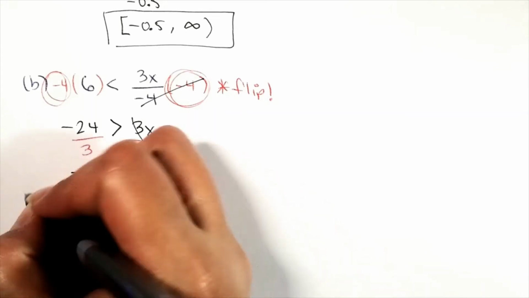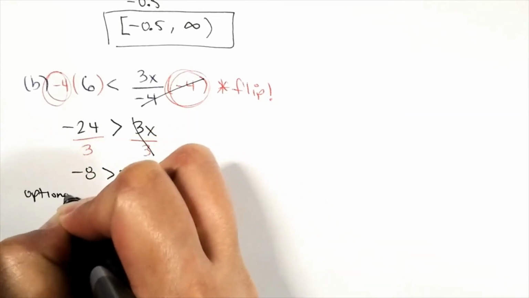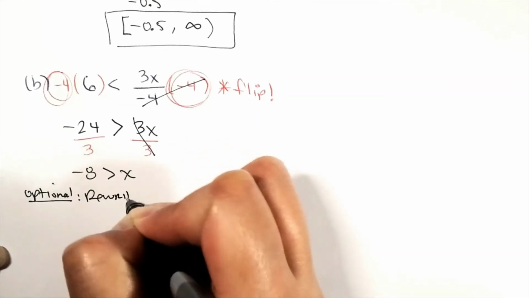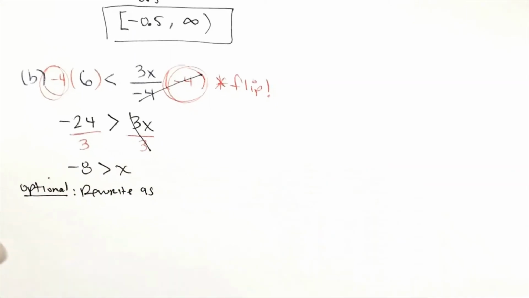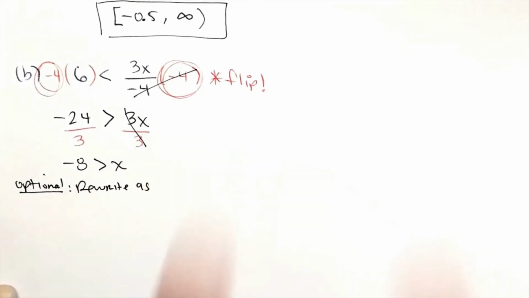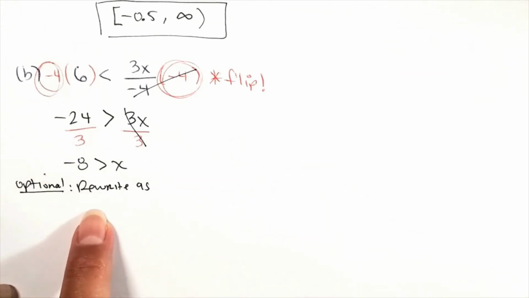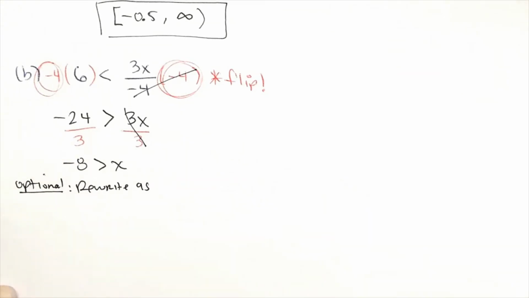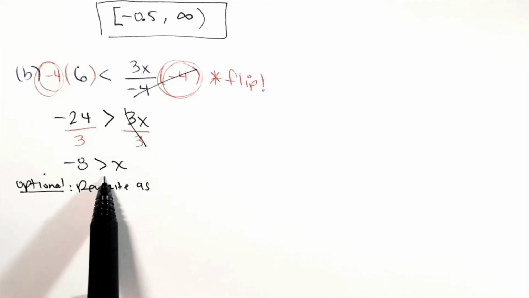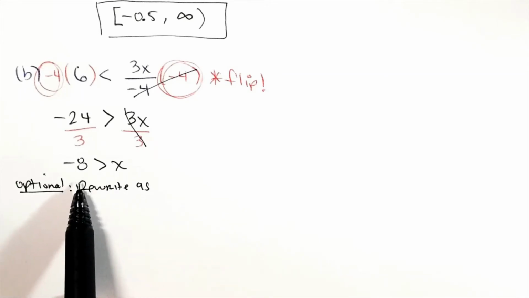So what I'm going to do is put optional, rewrite as. Rewrite means write it again. It's not flip, since flip changes the meaning. When we rewrite it, it's going to look different, but it's going to keep the same meaning. When we read this from the variable, it reads x is less than negative 8. So let's go ahead and write that.